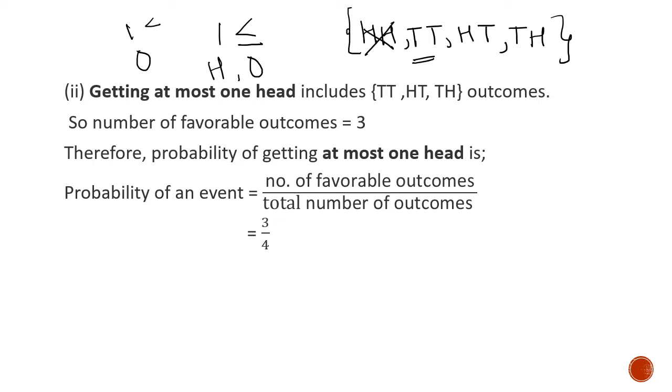Next, HT, there is one head. We want that, we can take that. Next is TH, there is one head, so that is also one of the possibilities. So the total number of possible outcomes for this would be 3. And when we substitute into the formula, getting at most one head is 3 possible outcomes and the total we have is 4. So that is 3 by 4.